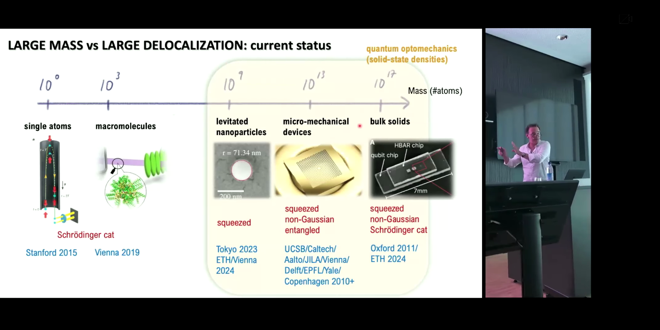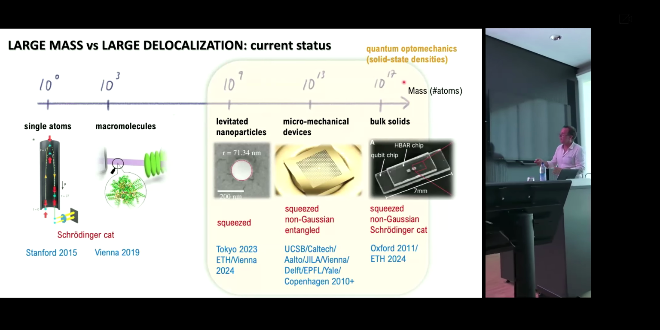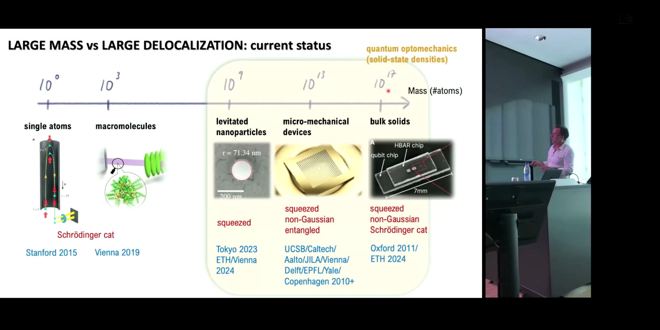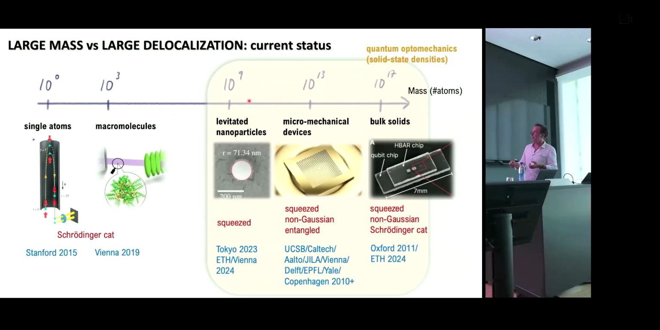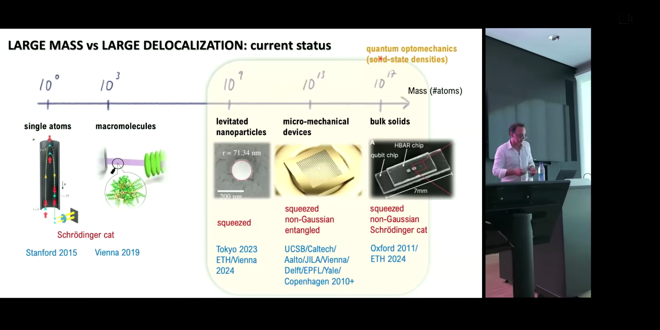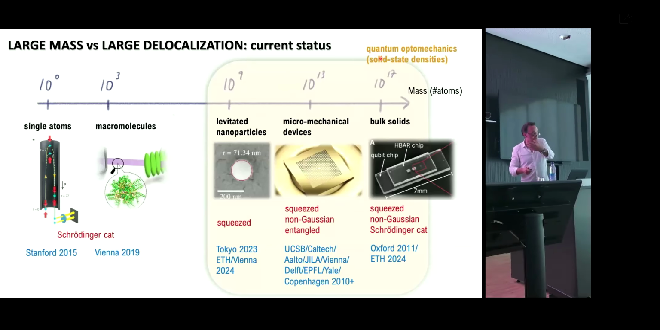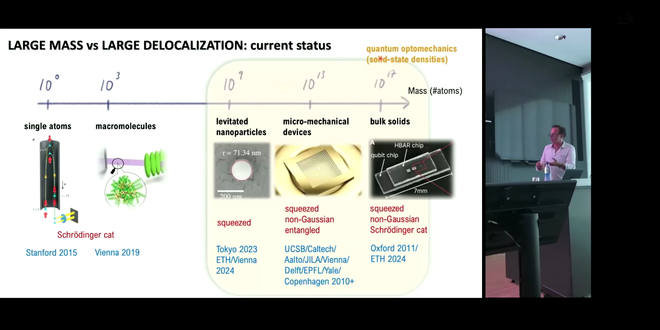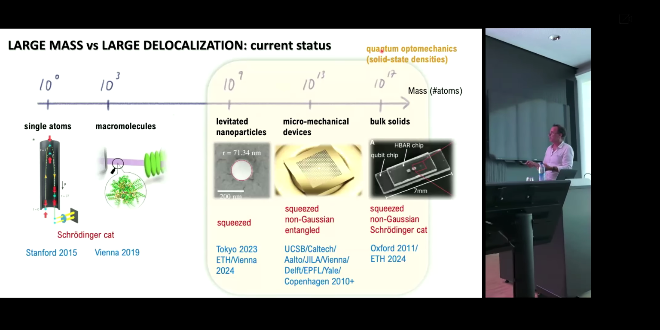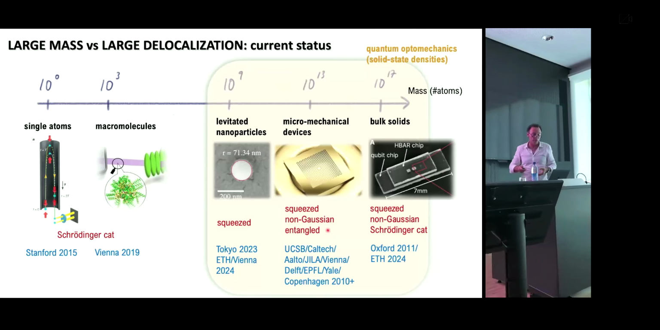So this is the span that we are talking about. And as you can see, there's quite a large range from a billion atoms up to Planck mass number atoms, 10 to the 18 atoms, in the domain of solid state densities. And I just very briefly mention that this is part of a development that now goes back more than 20 years.